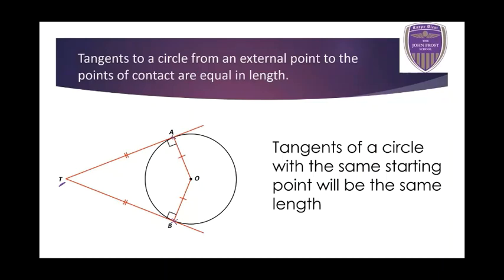You can also see the radiuses meeting these tangent lines will also be the same length. The radius is not the same length as the tangent, but it will be the same length as the other radius, because a circle's radius is a circle's radius, so that can't change length.